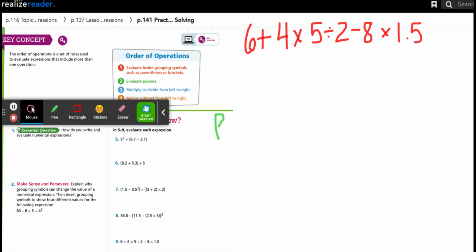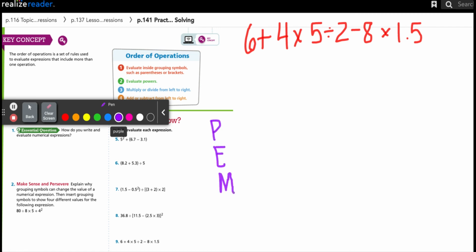I don't like the green, actually. That green blends in with the screen. Let's do purple. So I'm going to write PEMDAS. P, E, M and D next to each other. Addition and subtraction next to each other. So first step, parentheses. Do we have any parentheses here? Nope. Cross it off. Second step, exponents.